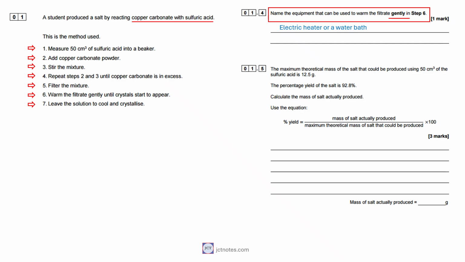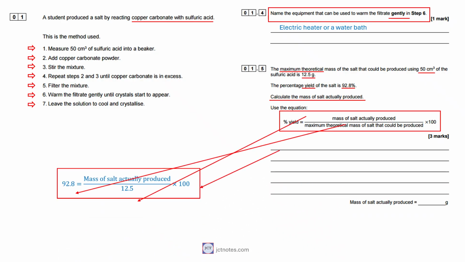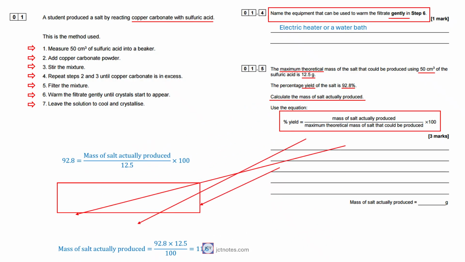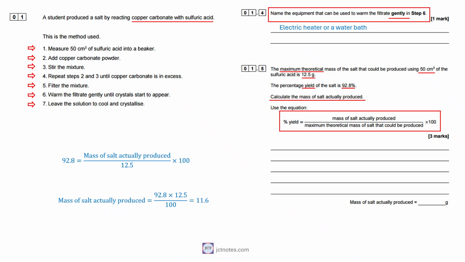In question 1.5, we have that the maximum theoretical mass of the salt that could be produced using 50 cubic centimeters of the sulfuric acid is 12.5 grams. The percentage yield of the salt is 92.8%. We are asked to calculate the mass of salt actually produced using the equation provided. Replacing the values given in the formula and rearranging terms, I get 11.6. So the answer is 11.6 grams. Note that we have not used the 50 cubic centimeters data given.